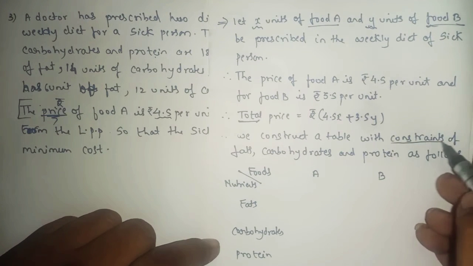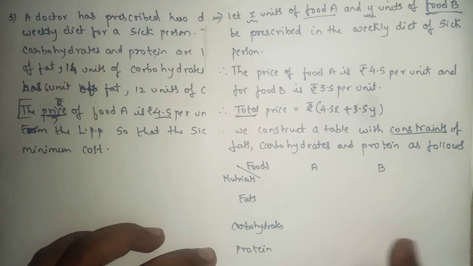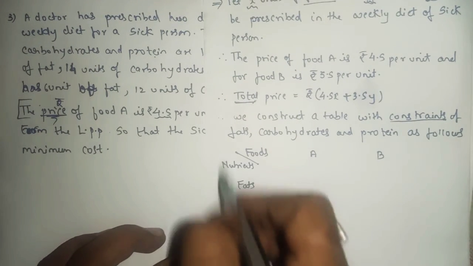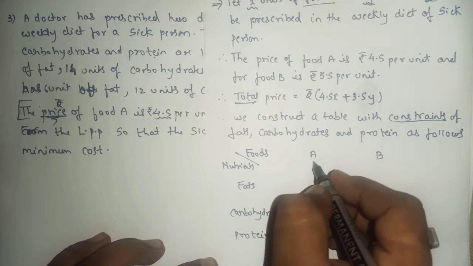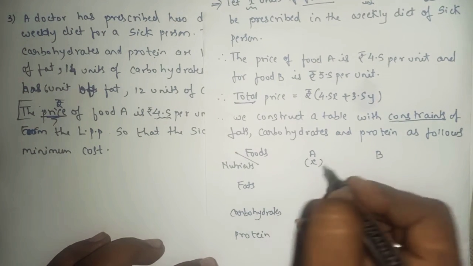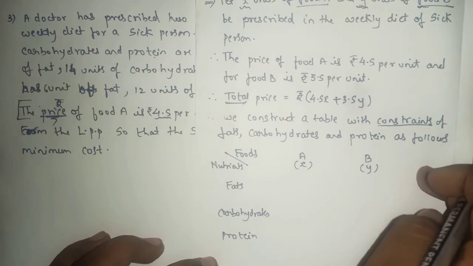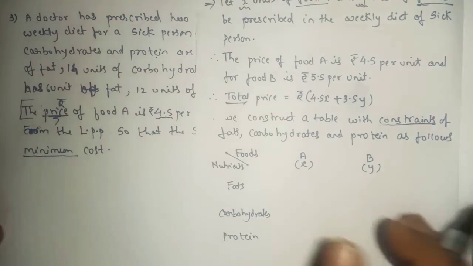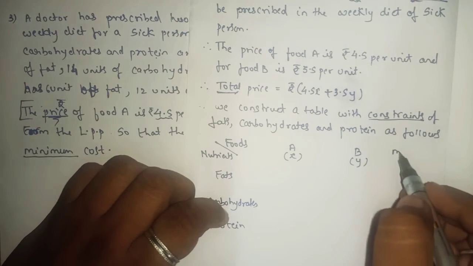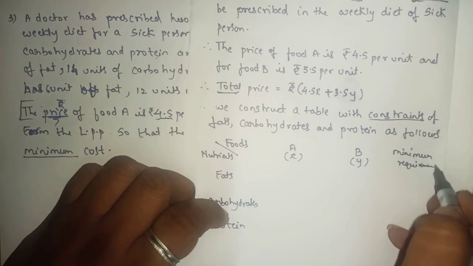After that we will construct a table with the constraints of fats, carbohydrates and protein as follows. I explained about this word also: constraint means a limitation, it has some boundary. Then you will prepare a table like this. Here food A will come and B. For food A we took X, and for food B we took Y, and in the last column we have to mention the requirement. As we have to find the minimum cost, in the last column you will write minimum requirement.